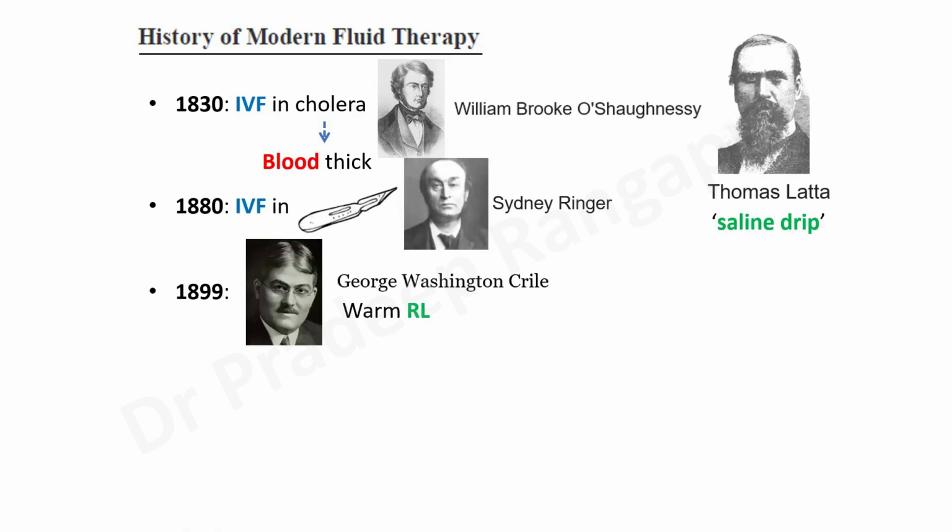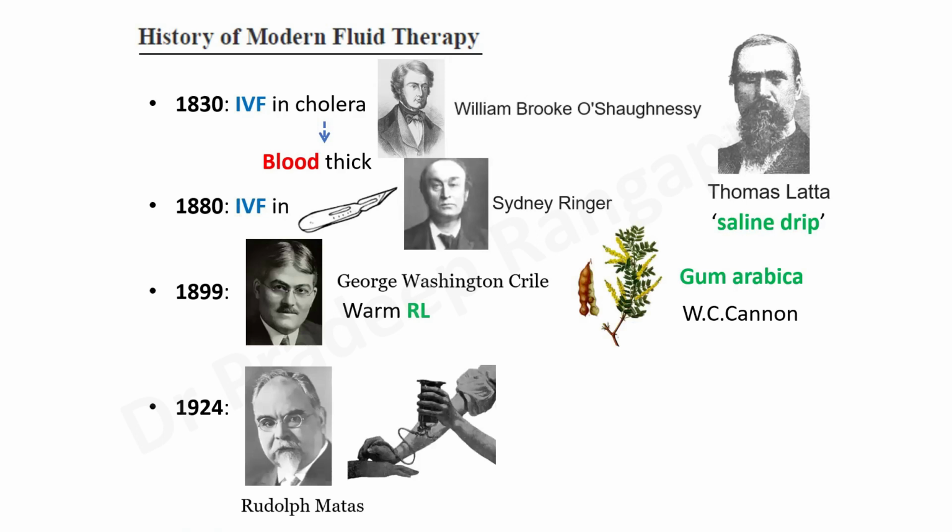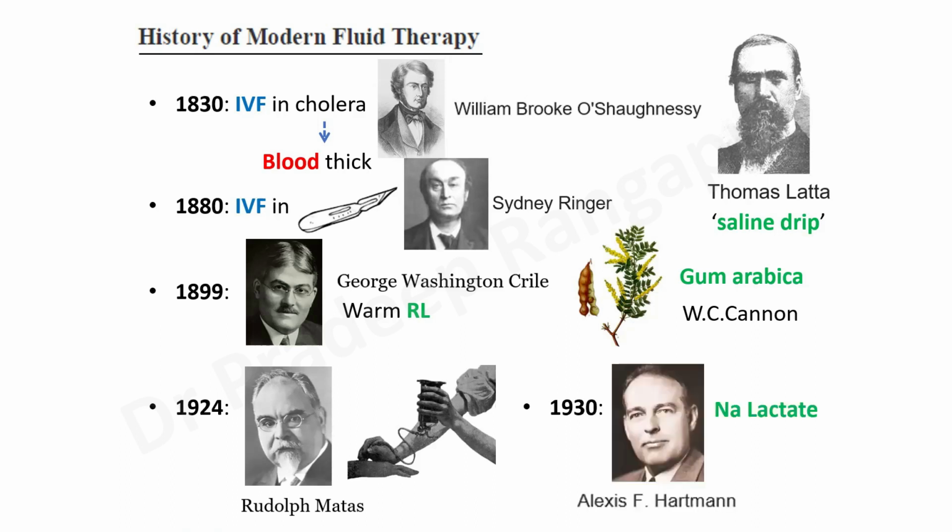In 1899, George Washington Crile brought about the concept of warm Ringer lactate. Around that time, gum acacia was recognized or discovered by W.C. Cannon, and the concept of colloids came in. In 1924, Rudolf Matas established the concept of IV administration tools, kits, or IV bags; IV fluid infusion sets were introduced in 1924.